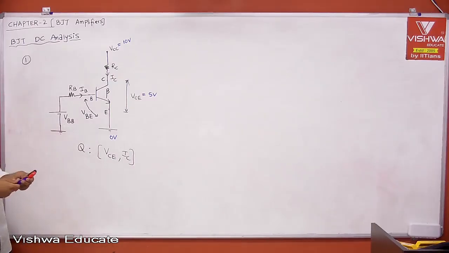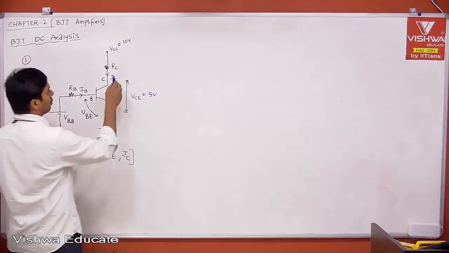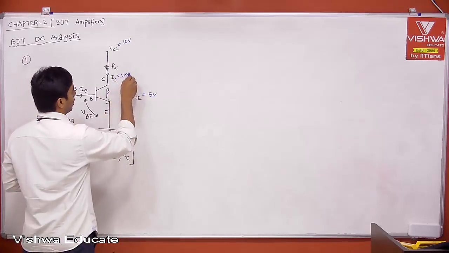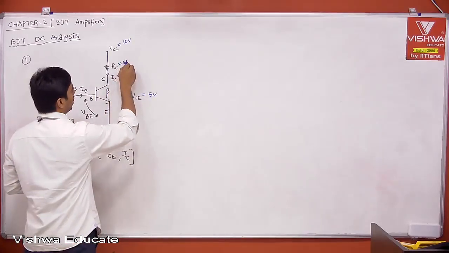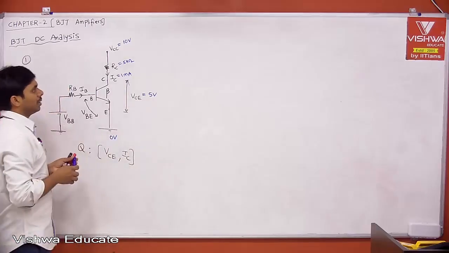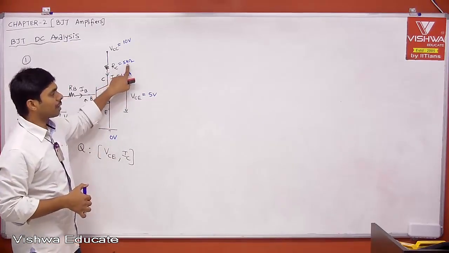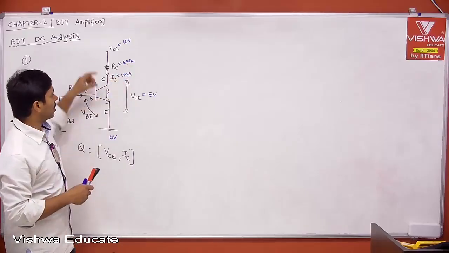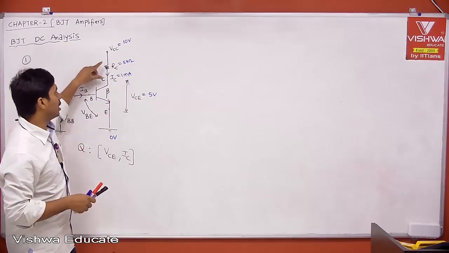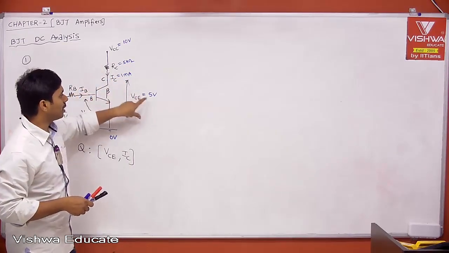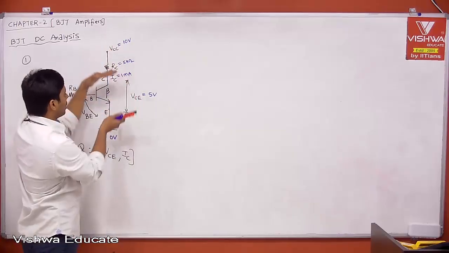Maybe for your understanding, I am just taking one example. Let us say IC is equal to 1 milliampere, and let us say RC is equal to 5 kilo ohm. Therefore now tell me, if IC is equal to 1 milliampere, 1 milli into 5k, 5 volt. Therefore what is the drop across RC? 5 volt. Then what is the drop across the transistor output? 5 volt. Out of 10, 5 is gone here and then 5 here.